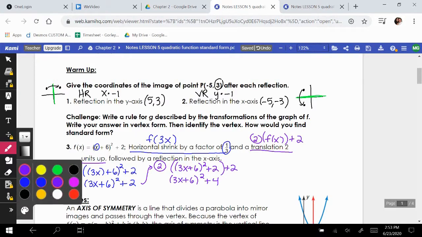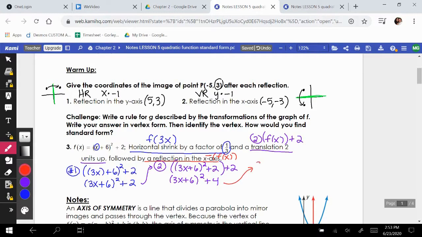And last but not least, we have a reflection in the x-axis, which is a vertical reflection. So the negative is going to go outside of the parentheses. So for number 3, we have a negative outside of parentheses because it's a vertical reflection. And I'm just going to copy everything I got in step 2 right inside the parentheses here. So if I distribute that negative through, the first part becomes -(3x + 6)², and distributing the negative to the 4, we would get -4.